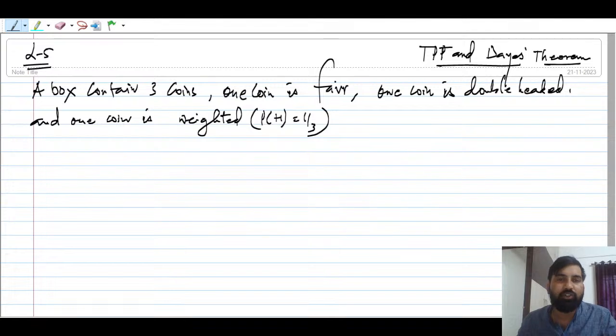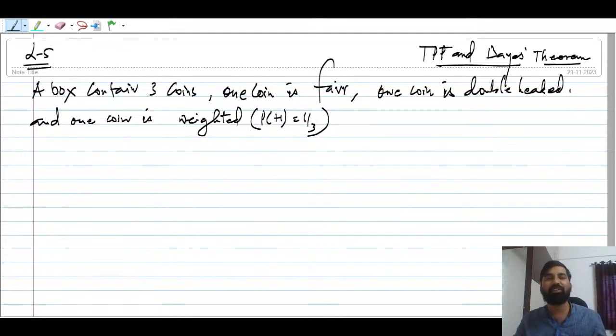Otherwise, if the coin is a fair coin, the probability of getting head is always 1 by 2, and the probability of getting tail is always 1 by 2. These things you have to keep in mind. If you have done some sort of biasing with the coin, the situation is not equally likely. So consider one box that has one fair coin, one doubly headed coin, and one weighted coin where the probability of getting head is 1 by 3. The probability of getting tail you can find out.